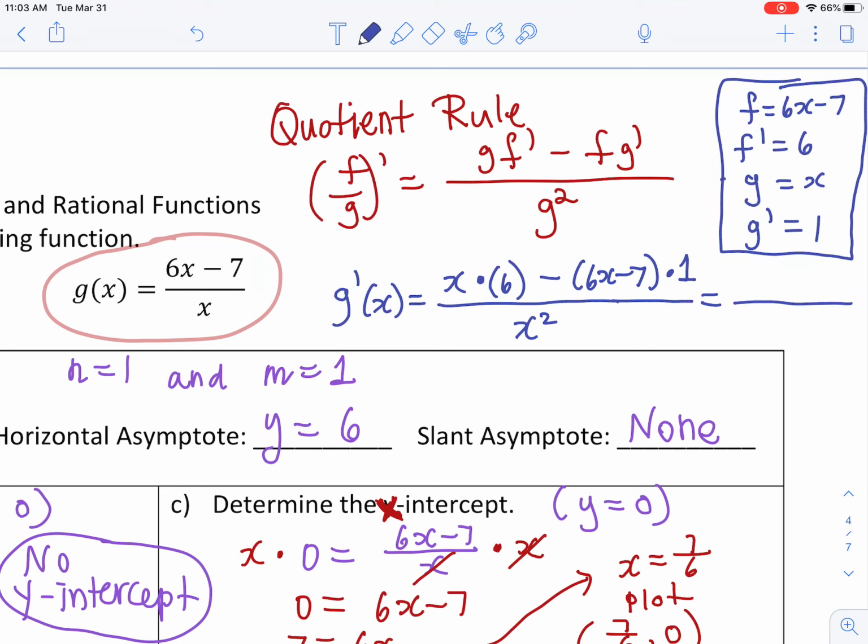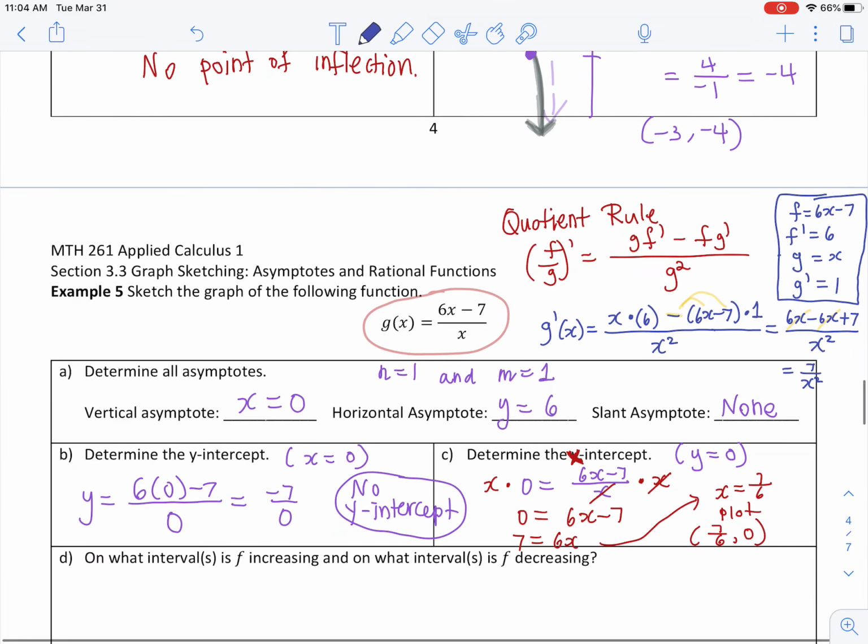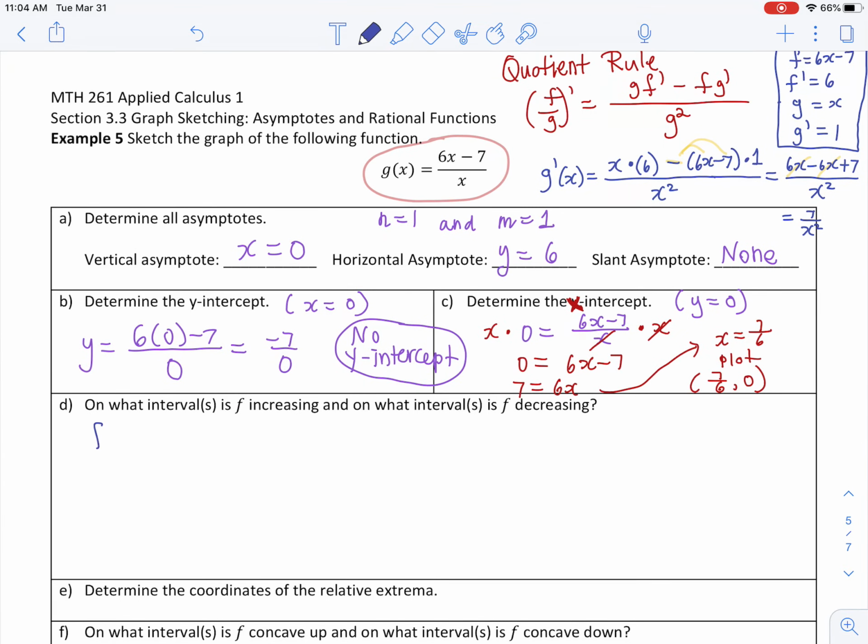If I simplify this, x squared stays in the denominator, but the numerator will be 6x minus 6x plus 7. I hope you're okay with why that's turning into plus, because I'm distributing this negative to these two. What happened to the 6x in the numerator? The 6x will cancel out. So we found that g prime is simply going to be 7 over x squared. Oh, that's not that bad at all. We can work with that. Let me go write that down on part D.